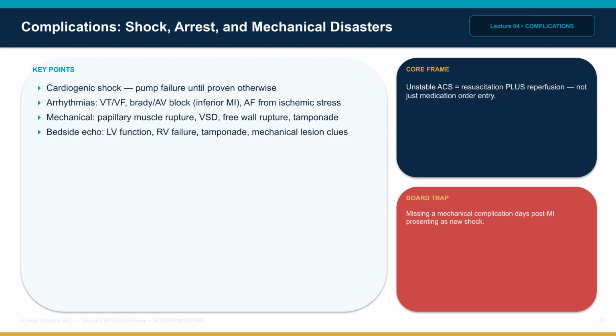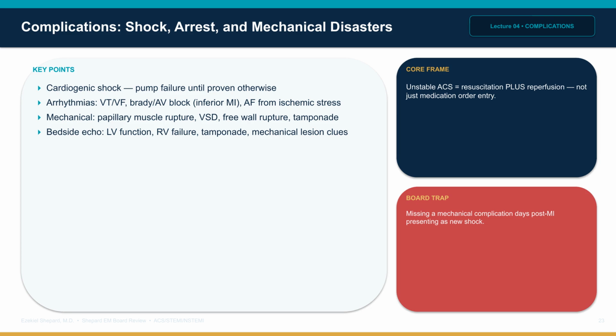ACS can deteriorate fast. Cardiogenic shock is hypotension and hypoperfusion from pump failure until proven otherwise. Arrhythmias include VT, VF, bradyarrhythmias, and AV block in inferior MI, and atrial fibrillation from ischemic stress. Mechanical complications include papillary muscle rupture, ventricular septal defect, free wall rupture, and tamponade. Bedside echo can change management by showing LV function, RV failure, tamponade, or clues to a mechanical lesion.